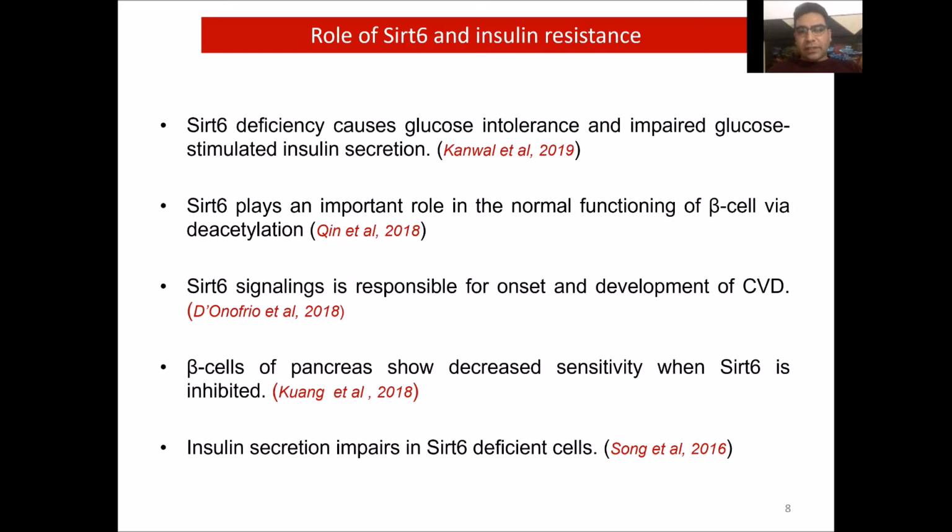So what is the effect of SIRT6 histone deacetylase on the palmitic acid induced model? In 2019, in one of my papers, we showed that SIRT6 deficiency causes glucose intolerance and impaired glucose stimulated insulin secretion. Similarly, many other groups have also shown the importance of SIRT6 and how it affects signaling in the development of cardiovascular diseases, including the beta cells of the pancreas.